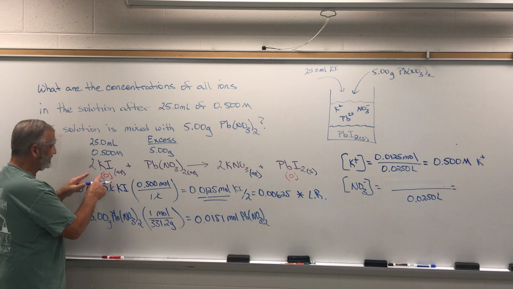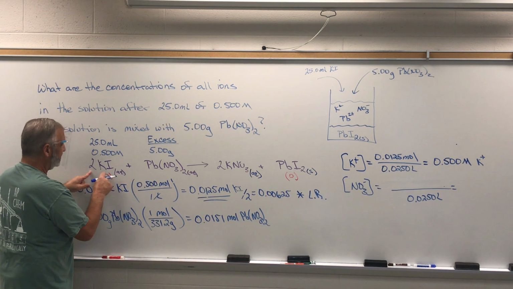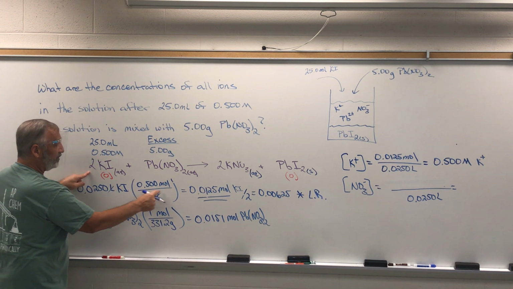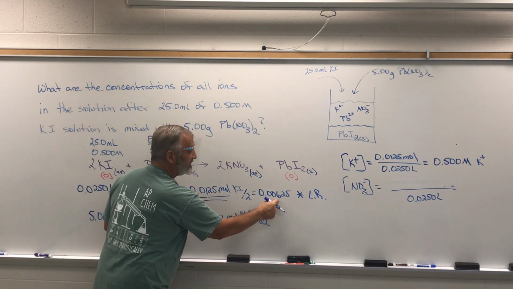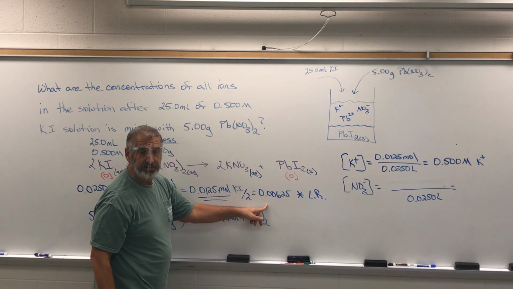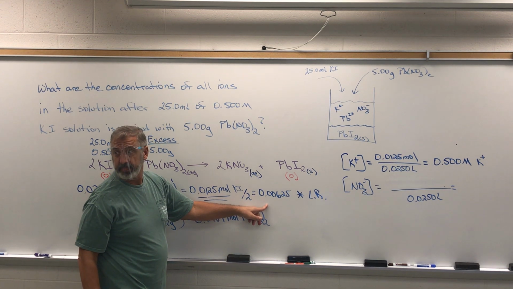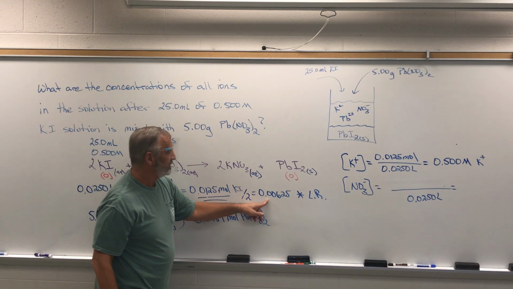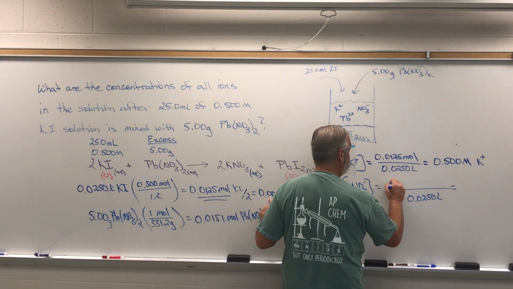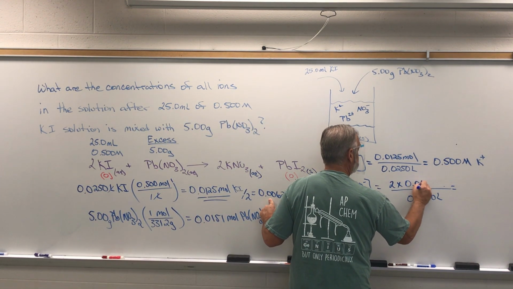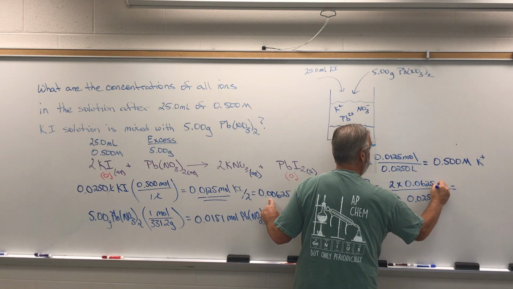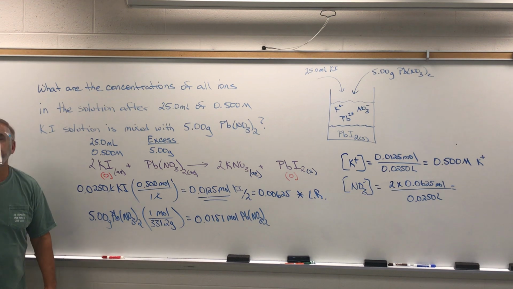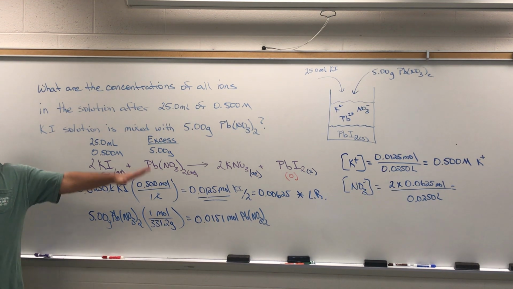The amount that reacted is going to be twice, half of the moles that we have here. So it's really going to be the 0.0625 that actually reacted. Okay? Then we've got to multiply that by 2. That's not right. I'm still wrong. Come on, Steve. I'm doing the lead now.